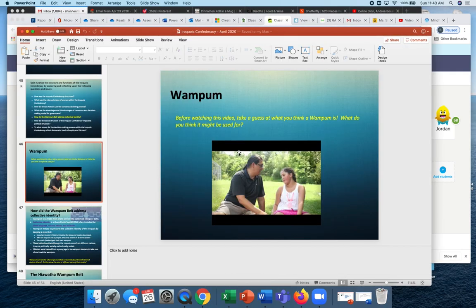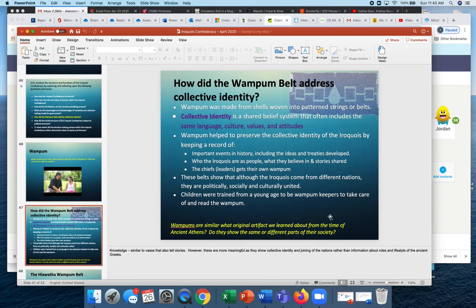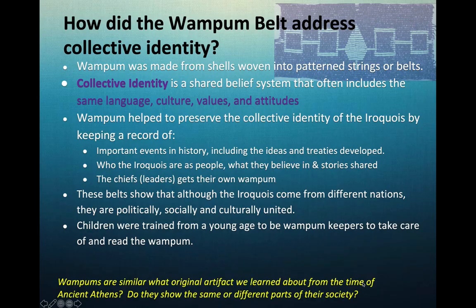Okay. Alrighty. Okay, so first of all, these are the notes that we're going to do today. How did the wampum belt address collective identity? So that's just what you should have at the top of the page. I basically just summarized the key points from the video. The wampum was made from shells woven into patterned strings or belts. The one that they showed, like this one here, isn't actually a belt. It's more like a cloth.